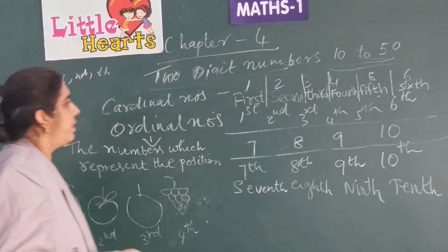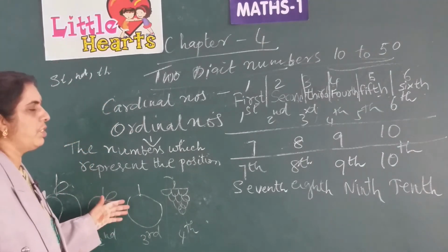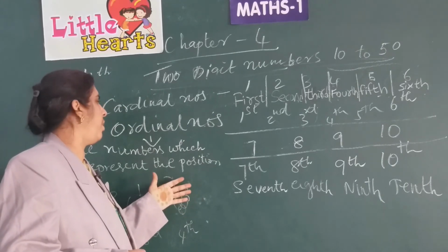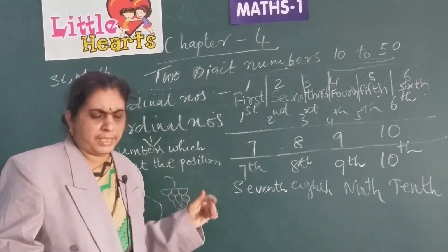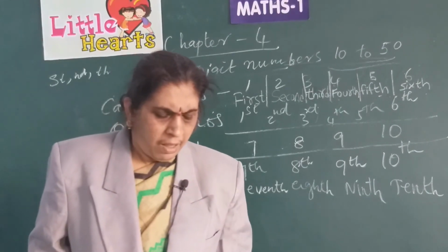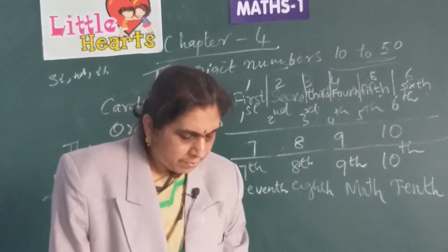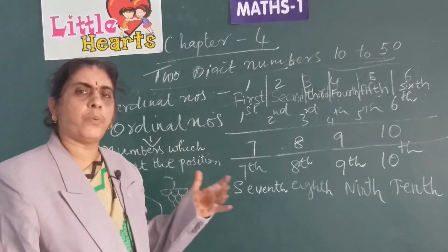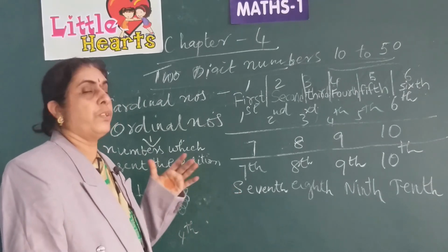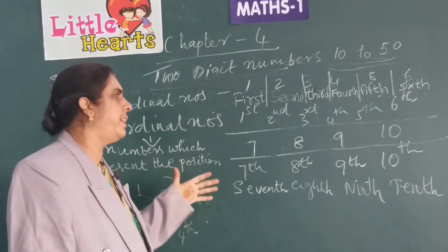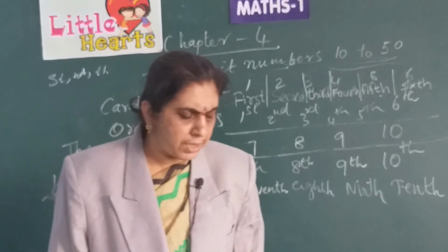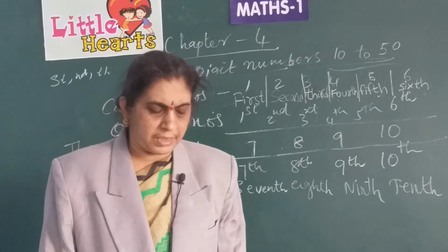So this shows the positions of the objects or students or any ordered objects. We can use these ordinal numbers. And 11 we can write as 11th, 12th, 13th, 19th, 20th. So in this way we can use ordinal numbers to show the positions.